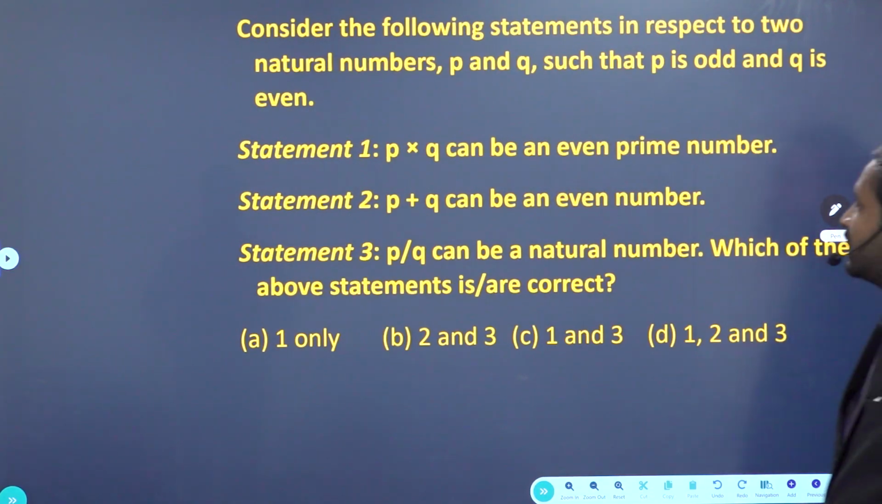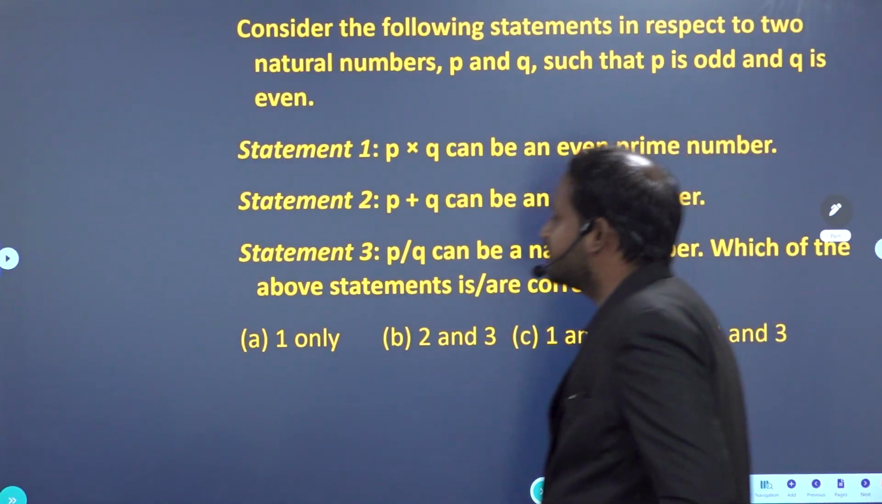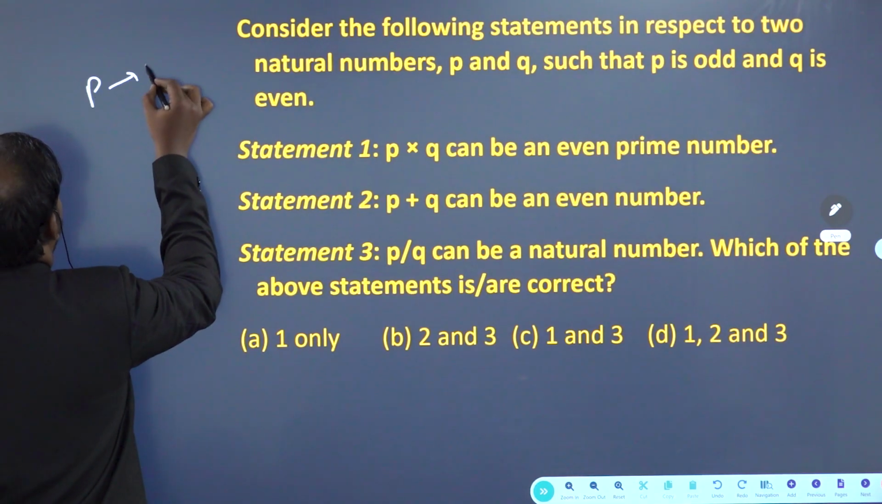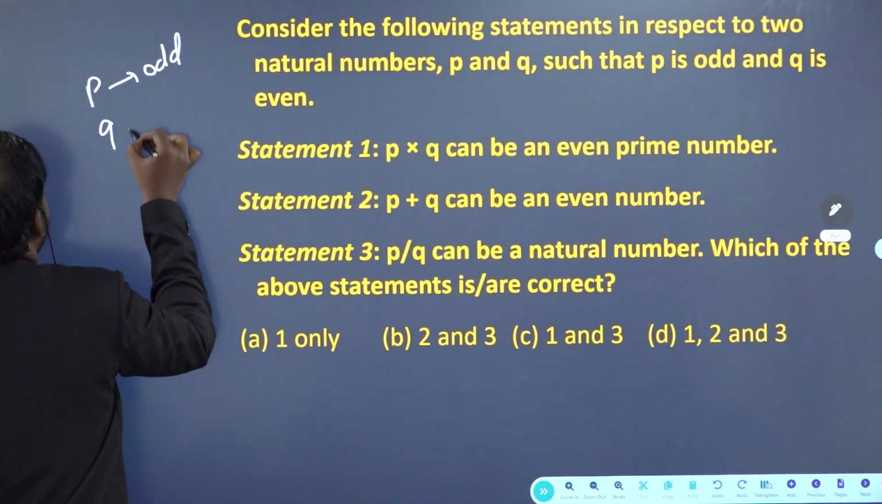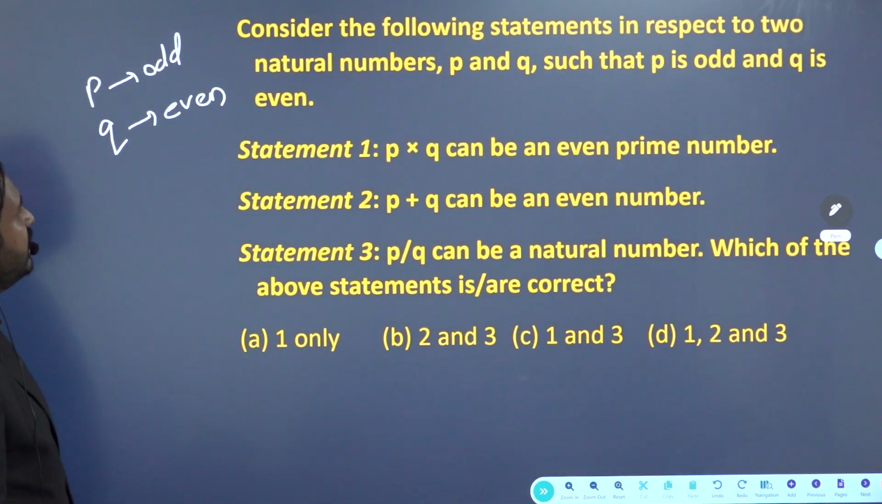Next one. Consider the following statements with respect to two natural numbers P and Q such that P is odd and Q is even. In the question itself they mentioned that P is an odd number and Q is an even number, very clearly. Now come to our statement. P into Q can be an even prime.